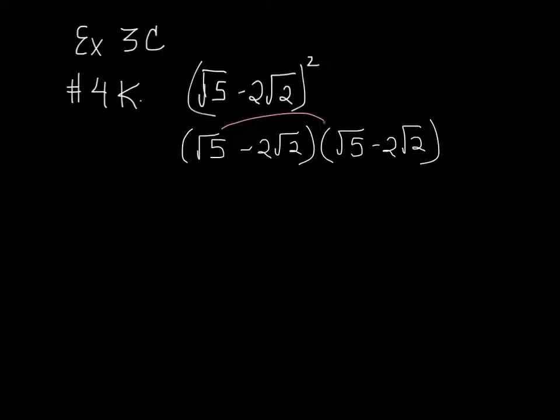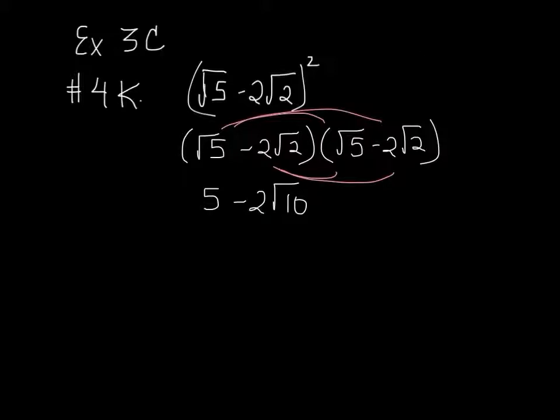So we're going to distribute first the radical 5 to both terms in the second parenthesis, and then the negative 2 radical 2 to both terms in the second parenthesis. So radical 5 times radical 5 is 5. And then radical 5 times negative 2 radical 2 is going to be negative 2 radical 10, right?